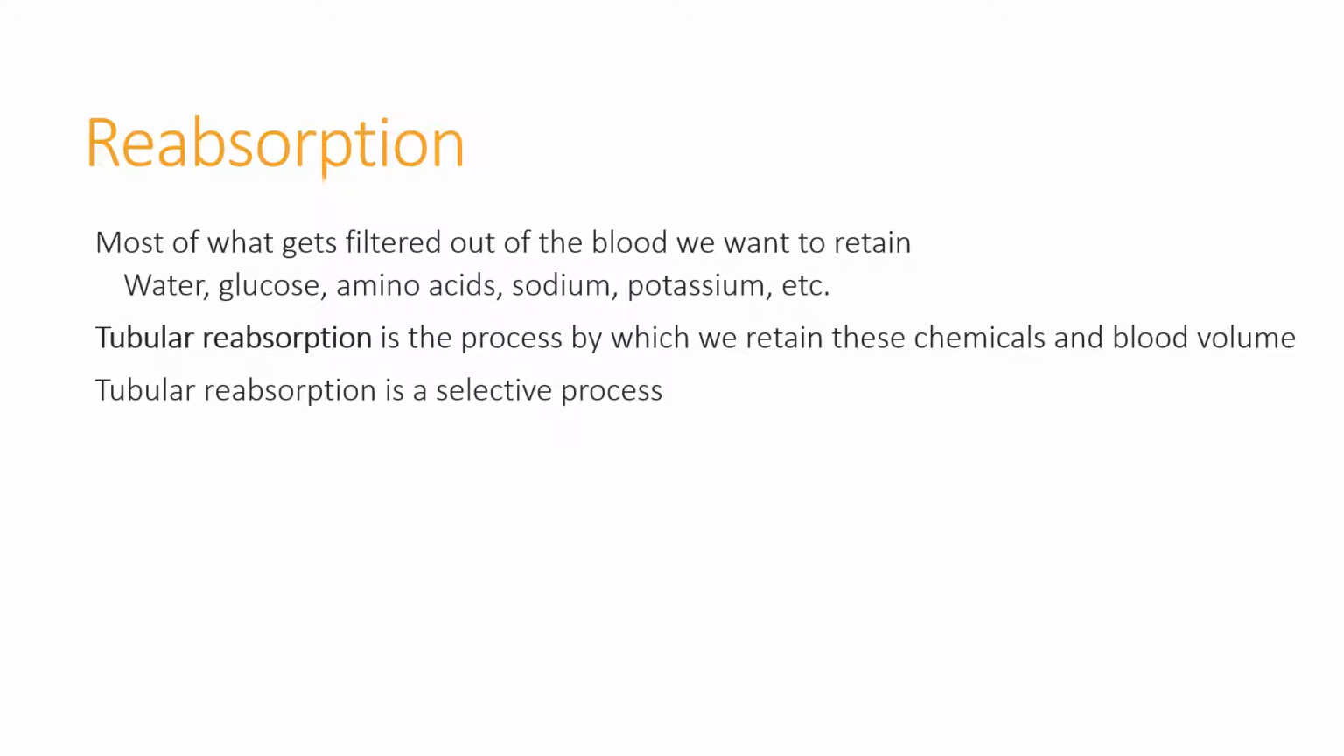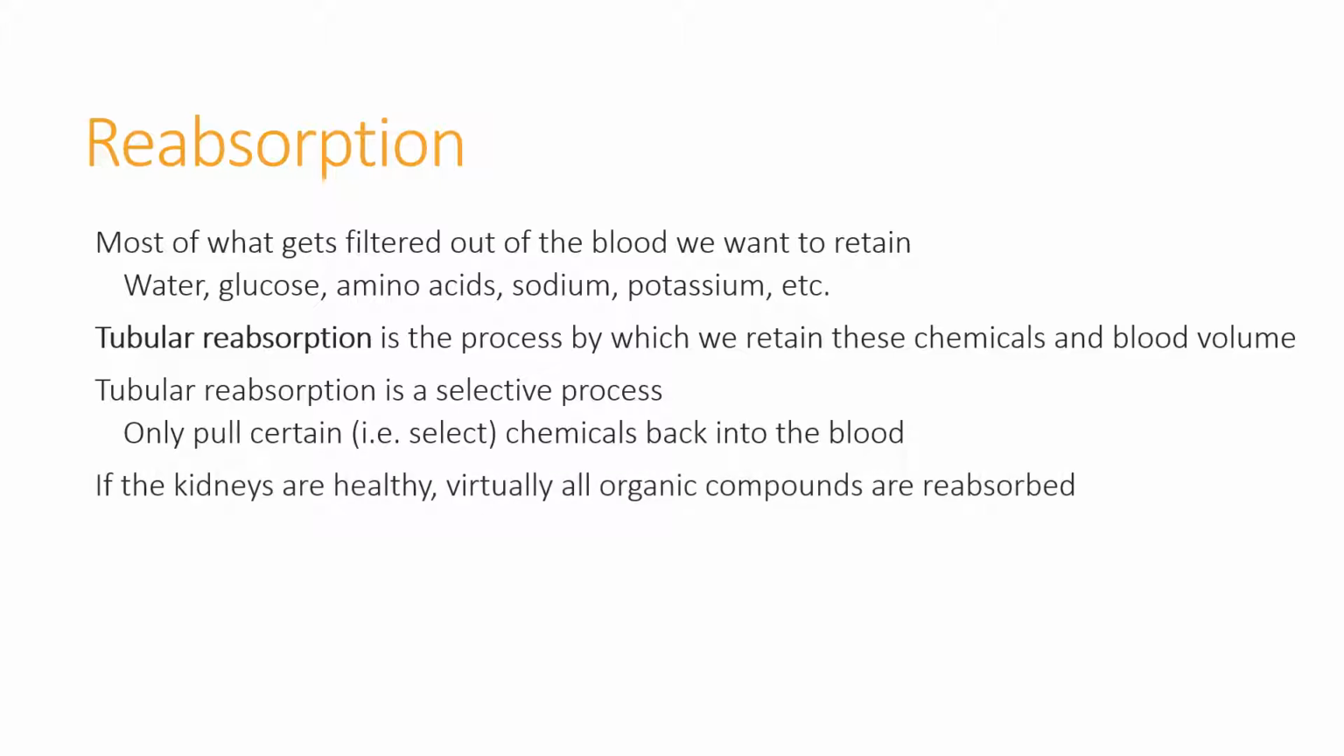Tubular reabsorption is a selective process, meaning that we only pull certain or select chemicals back into the blood. We're not going to reabsorb everything, only certain things. If the kidneys are healthy, virtually all organic compounds, like glucose and amino acids, are going to be reabsorbed. We shouldn't find glucose or amino acids in the urine unless something is wrong within the body.